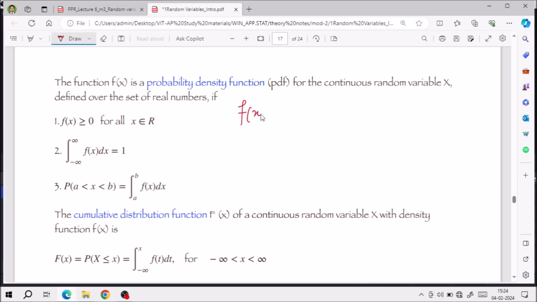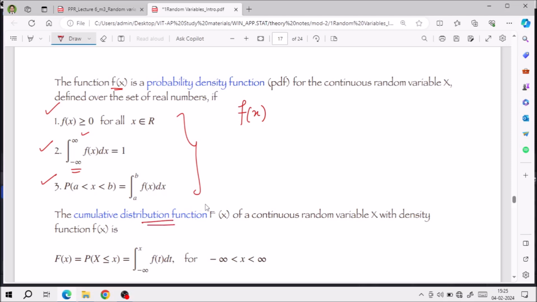So f(x) is said to be probability density function if f(x) is non-negative, and second one, integration from minus infinity to plus infinity of f(x) dx is equal to 1. Just recall in the case of discrete, what we had: summation of f(xi) is equal to 1. So that was our second condition. Here in the third condition, we have probability of a less than X less than b is equal to integration a to b of f(x) dx. If these three conditions are satisfied for f(x), then it is said to be a probability density function.